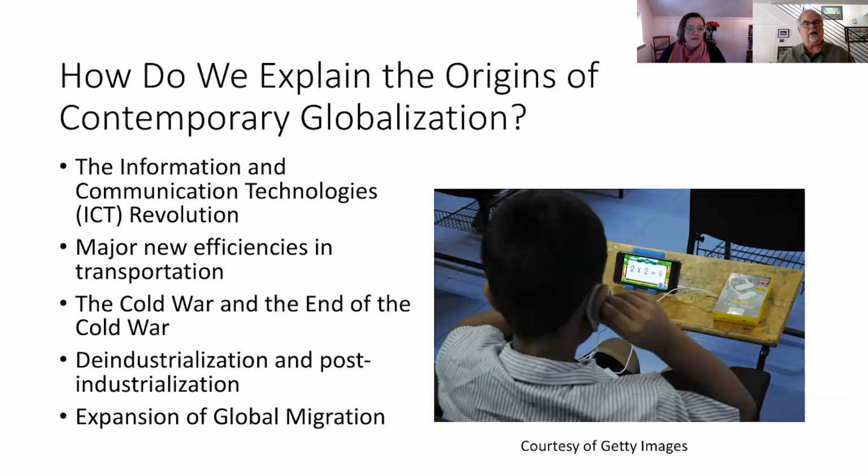But in any event, the things I'm going to address are the information and communication technologies revolution, sometimes referred to as the ICT revolution, and new efficiencies in transportation, which have supported the intensity of globalization. The Cold War: I know I said the Cold War divided the world, it did, but the Cold War also connected the world, and the end of the Cold War really facilitated the rapid globalization that we've experienced in contemporary times. I'm also going to talk about deindustrialization and post-industrialization and how they've played a role in globalization. And lastly, how global migration is also a significant feature.